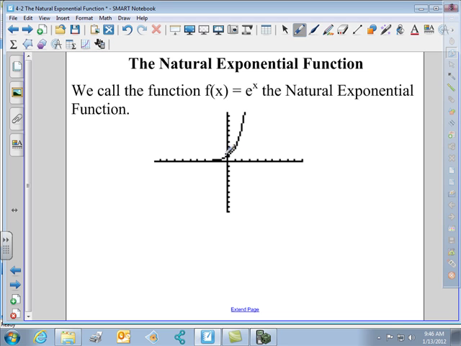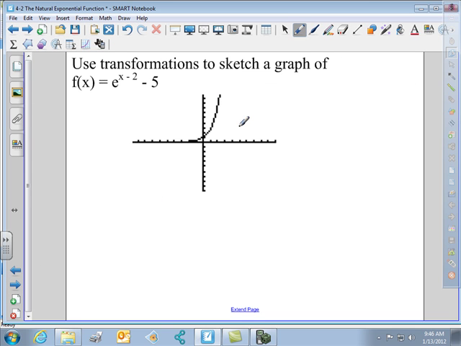Now in our last section we talked about graphs of some of these exponential functions. This is the graph of f of x equals e to the x. We of course have our y-intercept there at 1, and then since that exponent is positive, this is increasing, so this is what we call exponential growth. And it's growing at an exponential rate. How we're going to use that is, again, similar to what we did in the last section, and that is to use some transformations to sketch some of the graphs of these exponential functions. Now what we have is f of x equals e to the x minus 2 power minus 5.